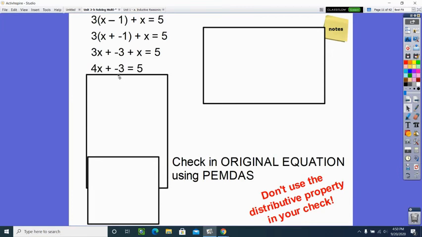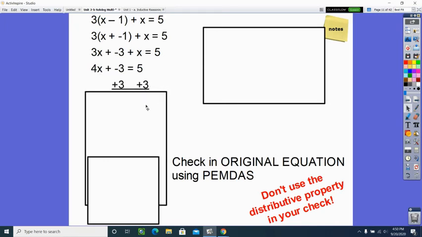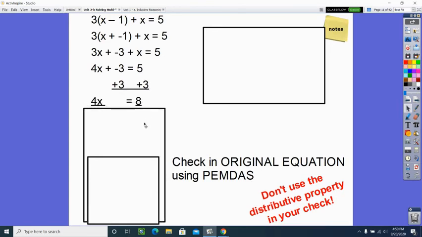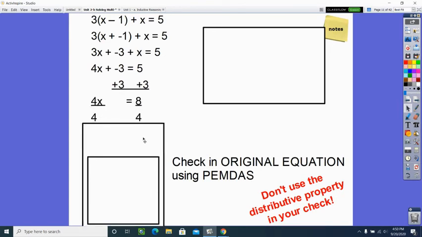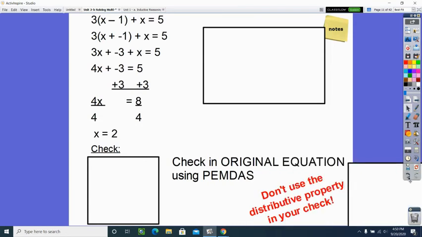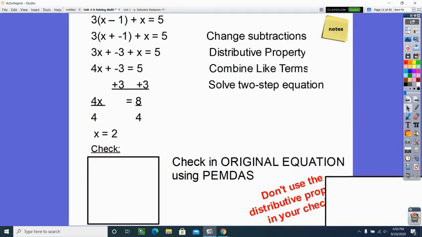Now, to make a zero pair, I'm going to have to add 3. I need a -3 and a +3. So I will have 4x equals 8. I'm going to divide both sides by 4 to undo the multiplication, and my answer is x equals 2. So these are sort of the steps. You change your subtractions if you want to. Must do that distributive property before the combining of like terms, and then we solve the two-step equation.